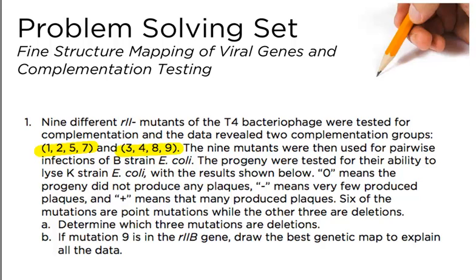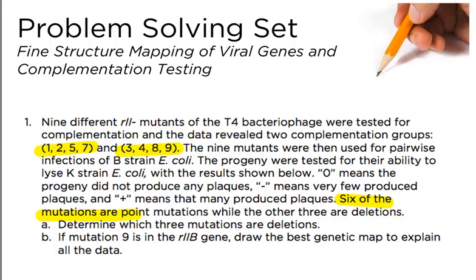The 9 mutants were then used for pairwise infection of B strain E. coli. The progeny were tested for their ability to lyse K strain E. coli, with the results shown below. 0 means that progeny did not produce any plaques. Dash means very few produce plaques. And plus means that many produce plaques. 6 of the mutations are point mutations, while the other 3 are deletions.